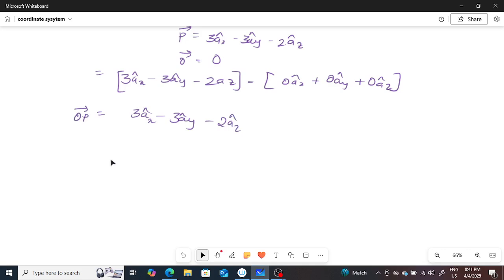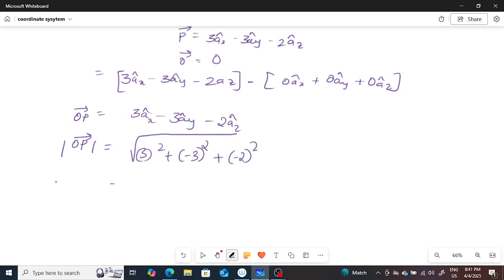Okay, so what is the formula? You have to find the magnitude of this OP vector. Under the square root of 3 squared plus minus 3 squared plus minus 2 squared, which is nothing but 9 plus 9 plus 4, which equals 22. The value of the square root of 22 is 4.6904.